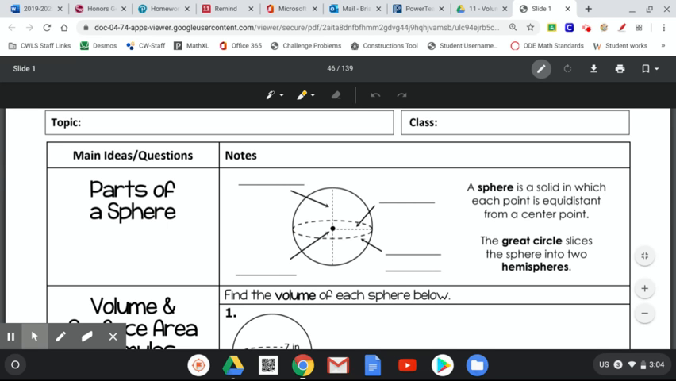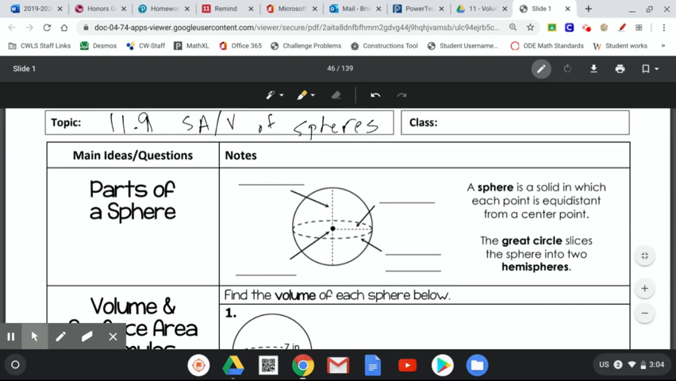All right, guys. So we're into the next chapter here, which is going to be 11.9. And basically what we're finding here is surface area and volume of spheres. Okay?